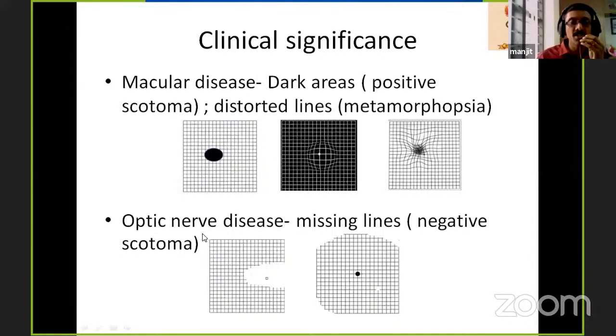And in optic nerve lesions, you may see blurred or missing lines. This is a part of a central cecal scotoma. And here you can see a part of an arcuate scotoma coming up at the border of the Amsler grid in a glaucoma patient.